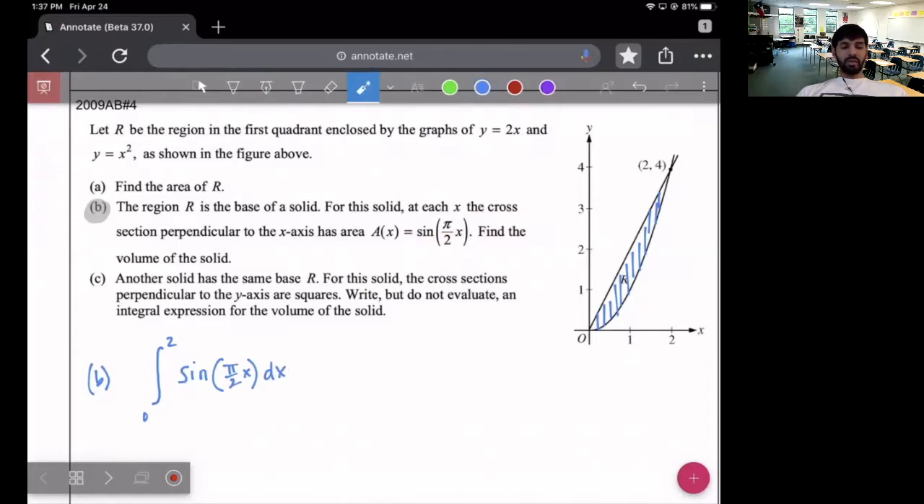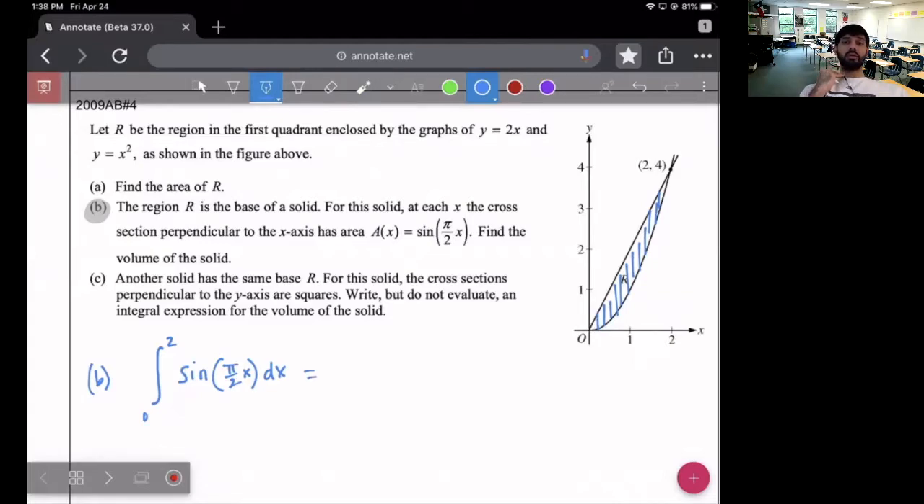Sine of pi over 2x represents the area at one slice. I want the area of all of these slices added up together between 0 and 2. So this integral is saying add up all of these slices that have an area of sine of pi over 2x between 0 and 2. Add all of those up together. That's what this integral can be interpreted as. This was number 4 from 2009.